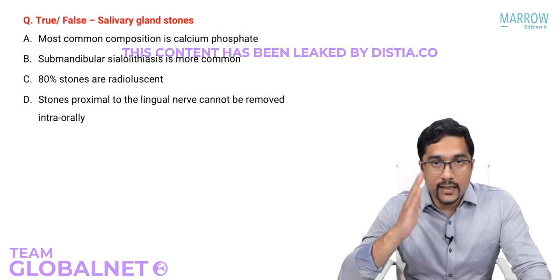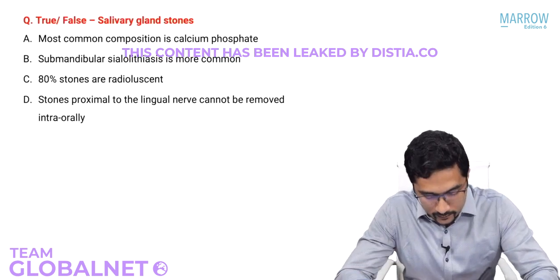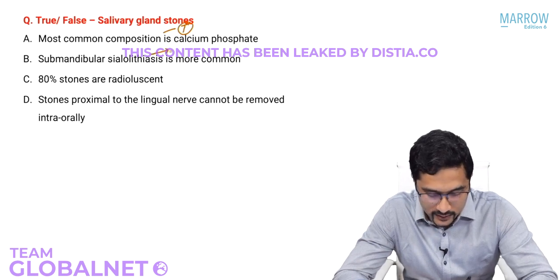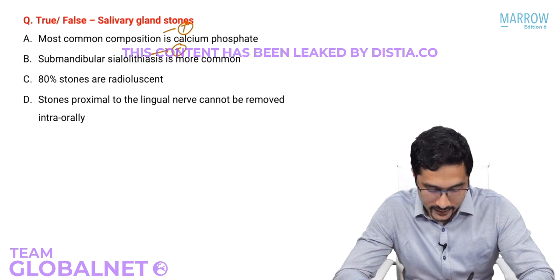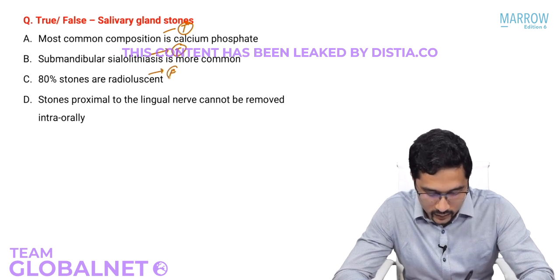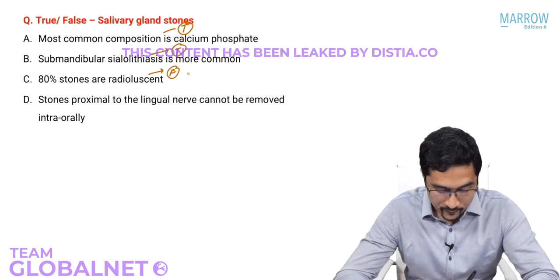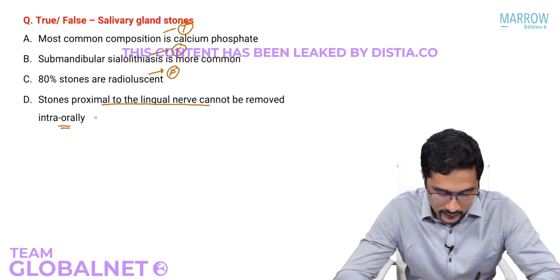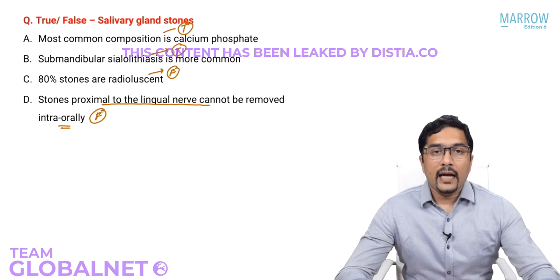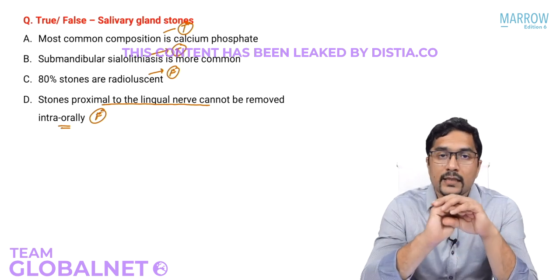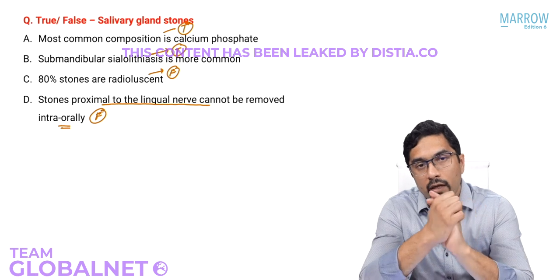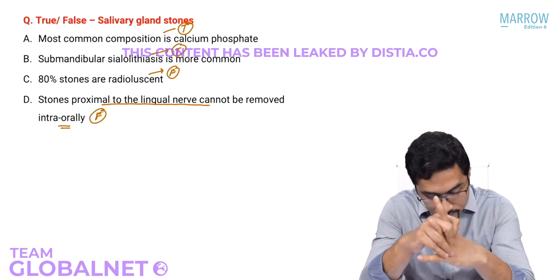True and false regarding salivary gland stones. Most common composition is calcium phosphate. This is true. Submandibular sialolithiasis is more common. True. 80% are radiolucent. False. 80% are radio-opaque. Stones proximal to the lingual nerve cannot be removed intraorally. This is also false. I've told you that these days we first try endoscopic removal intraorally. If that fails, then only excision is done.